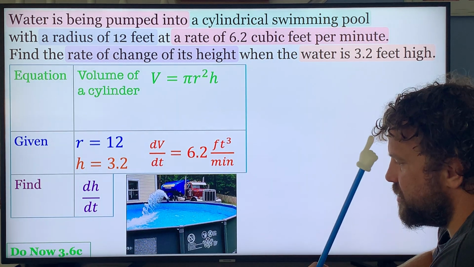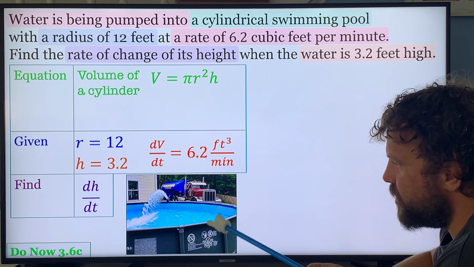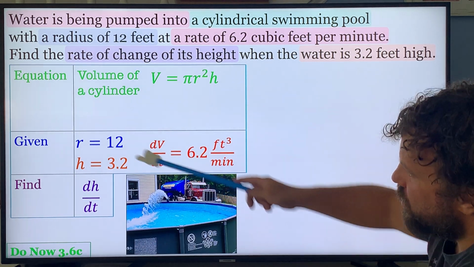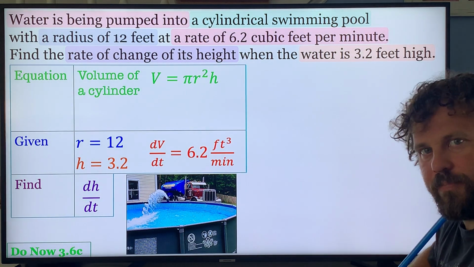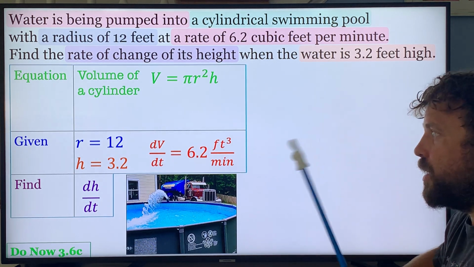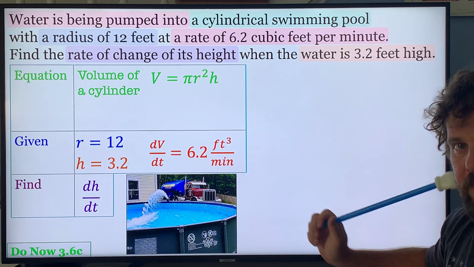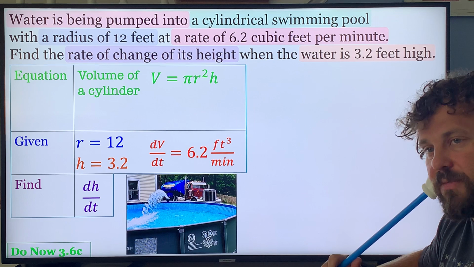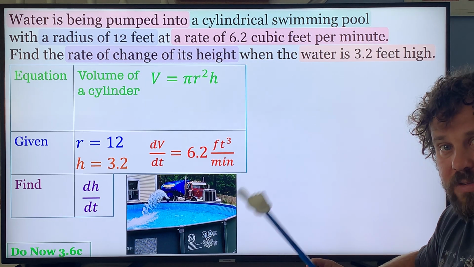What do you know about a cylinder? No matter how much water I put in the cylinder, what do we know about this stuff right here? I'll give you a hint. What about the radius of a cylinder? It never what? It never changes, right?